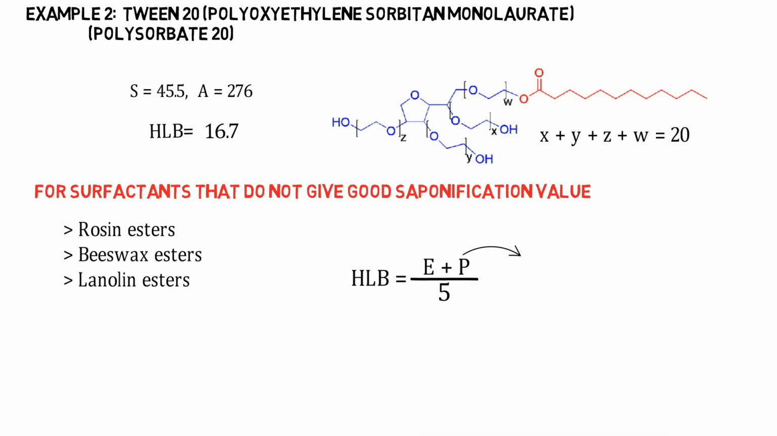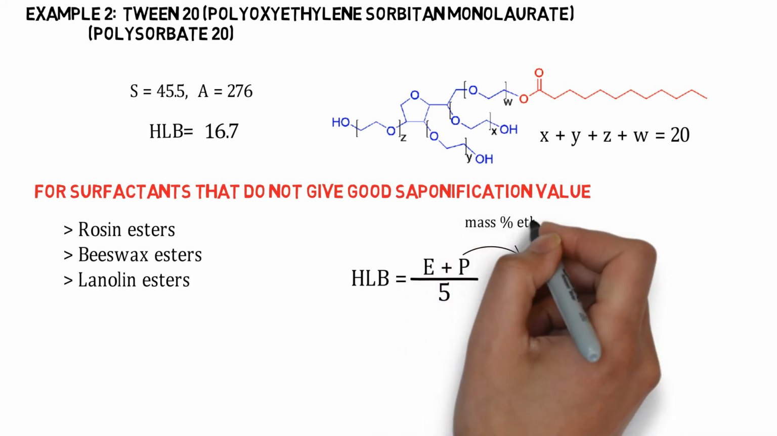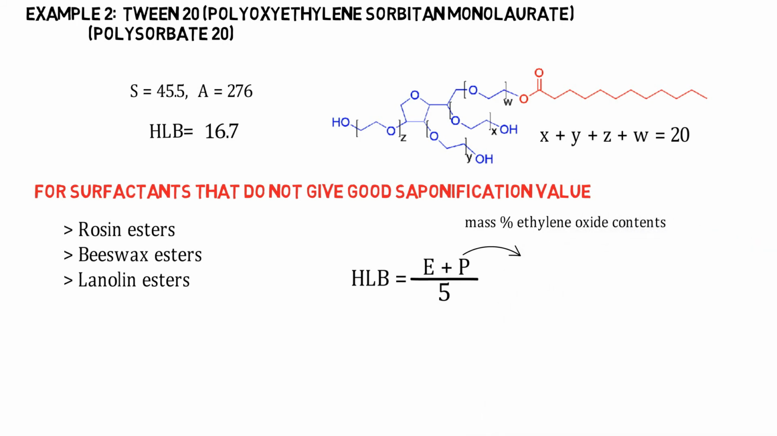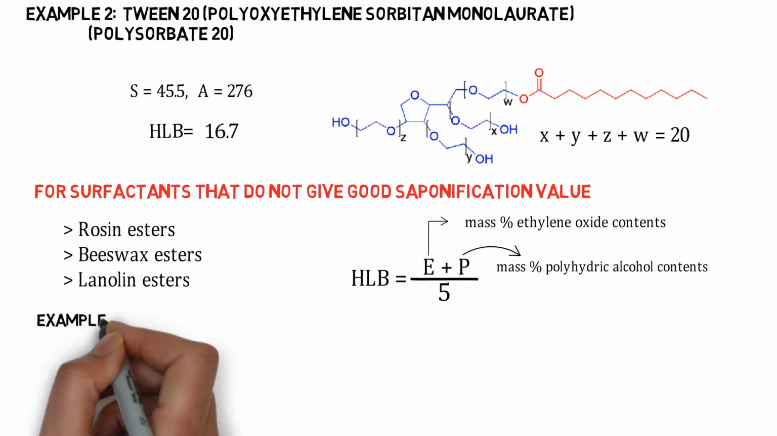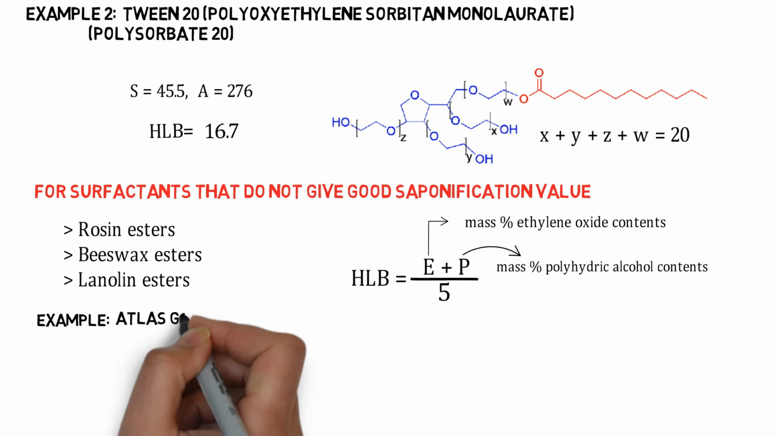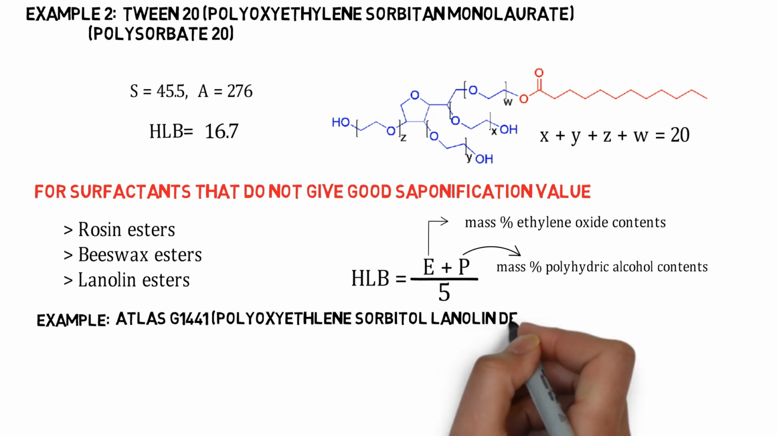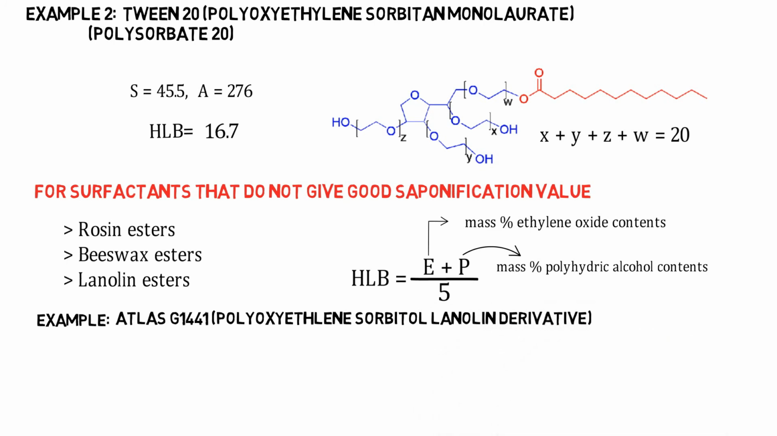HLB equals E plus P over 5. In this formula, E is the weight percent of ethylene oxide content, while P stands for weight percent of polyhydric alcohol content. Let me make it clear for you with the help of an example. Consider Atlas G1441, which is a commercial name of polyoxyethylene sorbitol lanolin derivative. For this compound, E is equal to 65.1 and P is equal to 6.7. After placing values and computing, we get HLB equal to 14.